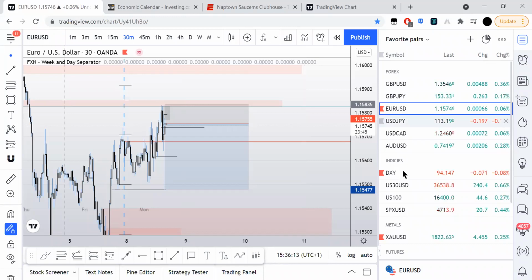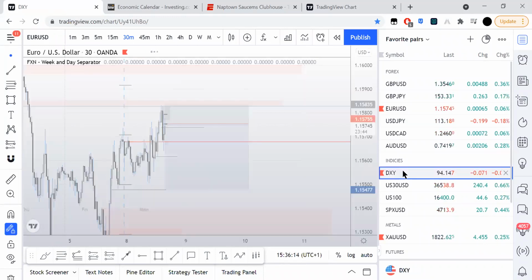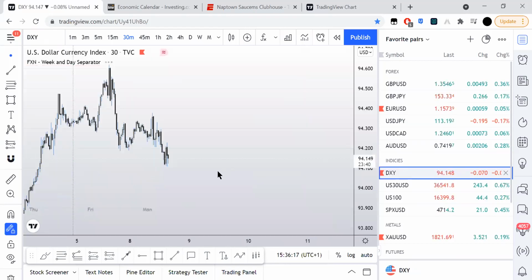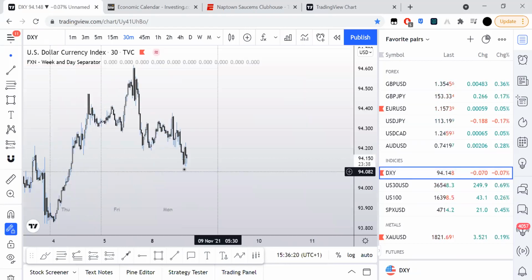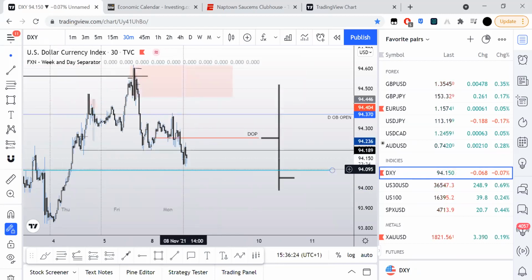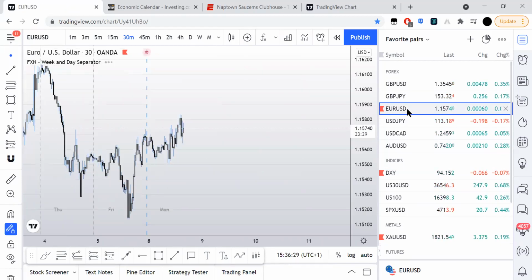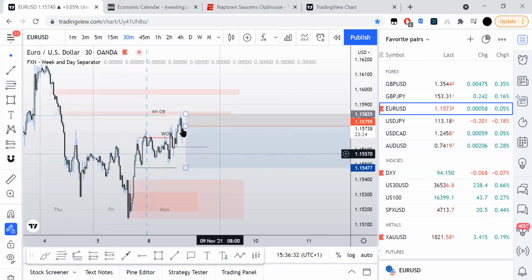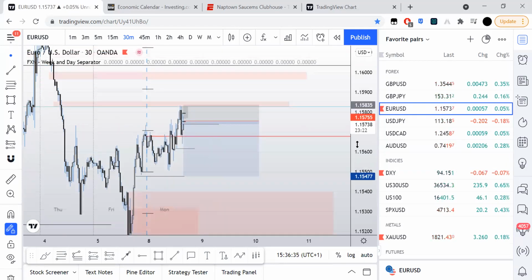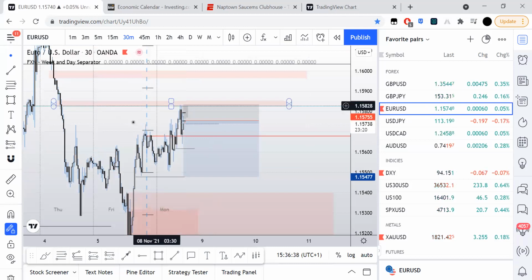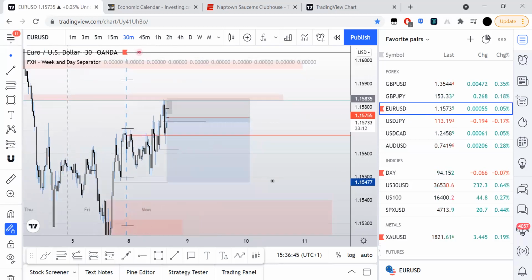See DXY real quick. DXY, I swear DXY looks like it wants to run this low, come deeper. That's why EU is kind of annoying to me right now. Just this right here. We already tapped into here, but there's a little SMT on DXY and EU.